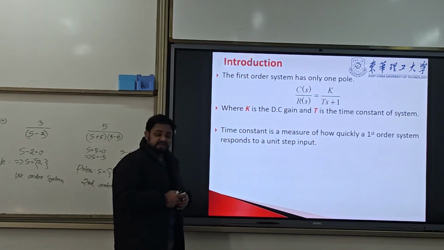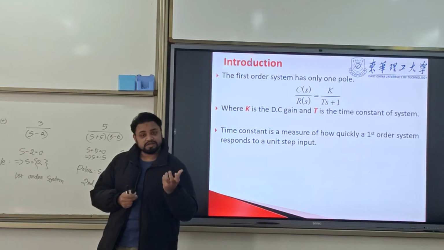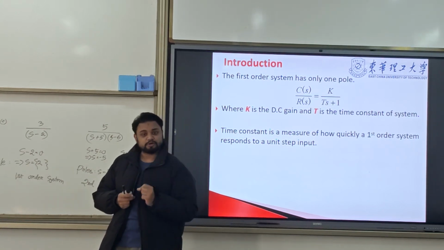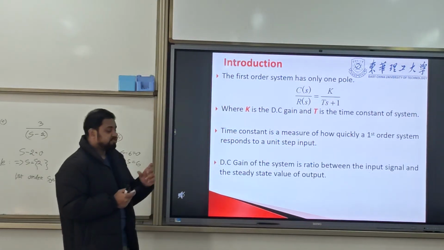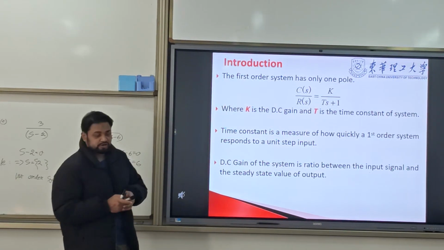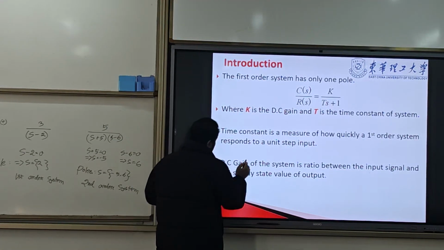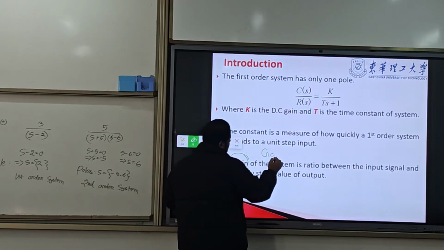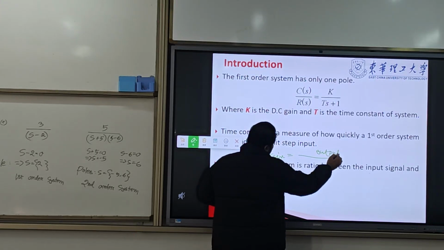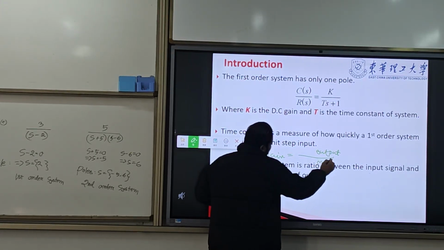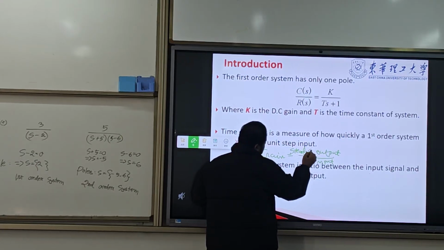The time constant is a measurement of how quickly your system will respond, how quickly your system will reach the steady state point. And gain is again the ratio between input and output. We already know about the output and input ratio, gain. What is the gain? Gain is the output by input. We know that. But which output? Steady state output.